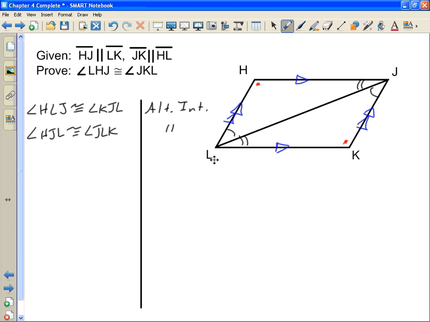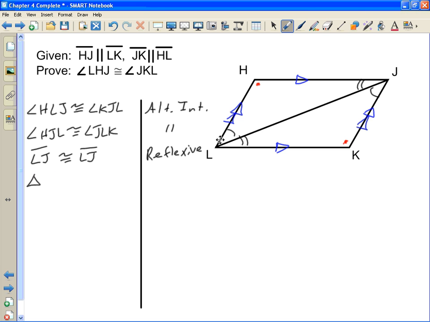So at this point I've got angle. All I need is one side. Any side will do. So I need a side on the top triangle to be congruent to a side on the bottom triangle. Well, they share this side, LJ. So that's going to be congruent to itself by the reflexive property. And now I've got congruent triangles.